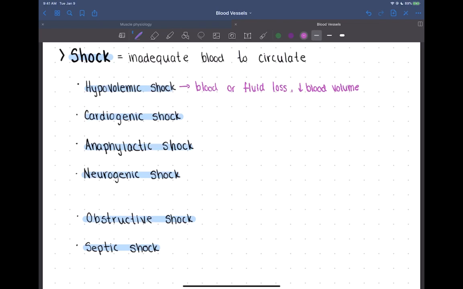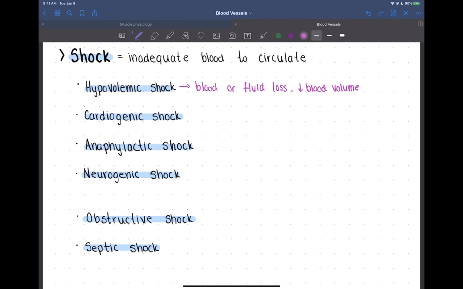This could also be a major concern with victims of severe burns, third-degree burns, because the skin is not there to keep that fluid in, and so you lose fluids very easily with severe burns. Okay, so that's hypovolemic shock.